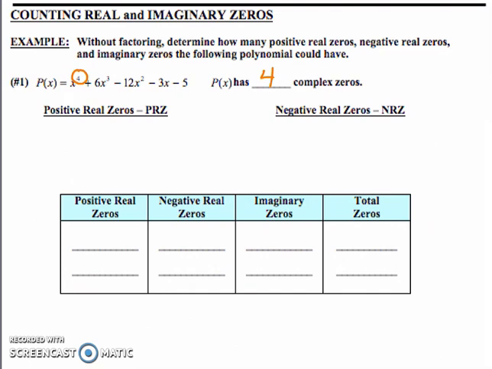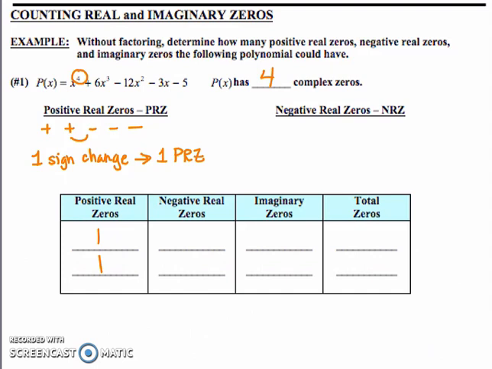So remember, Descartes' rule of signs says that for positive real zeros, we simply look at the sign changes that are present in the polynomial as it is. My first term is positive, my second term is positive, my third, fourth, and fifth terms are all negative. So based on that, I have just one sign change, which tells me that I have one positive real zero. So I can go ahead right now and put 1 in my table under positive real zeros because for sure there's one positive real zero. There's no ifs, ands, or buts about it.